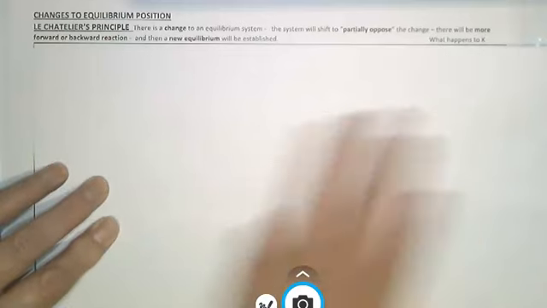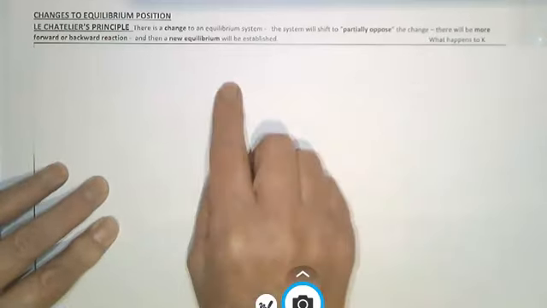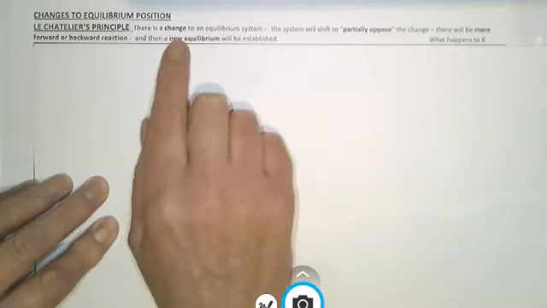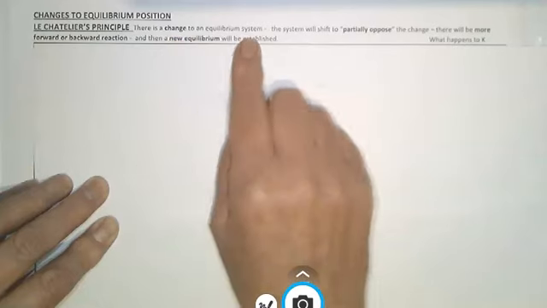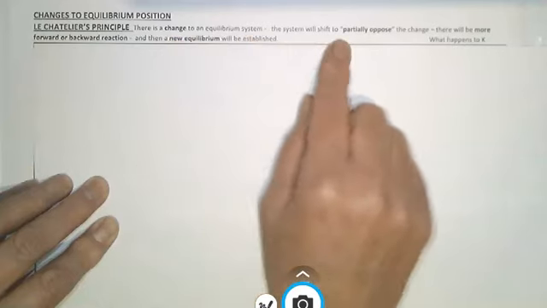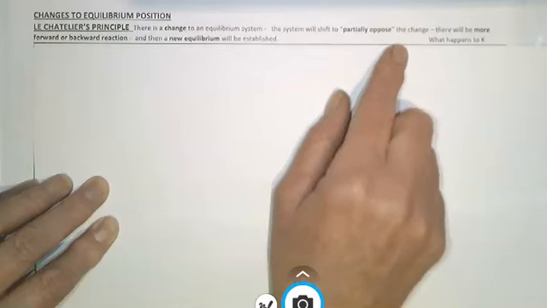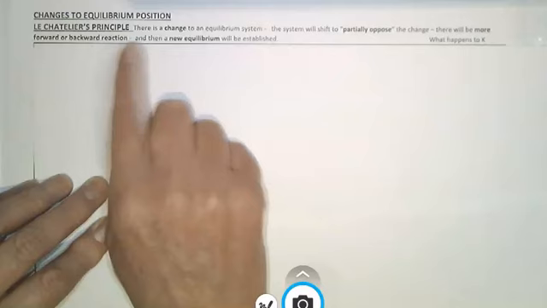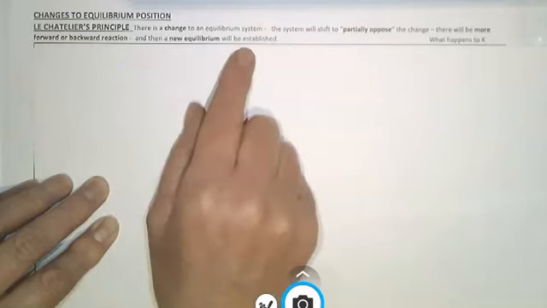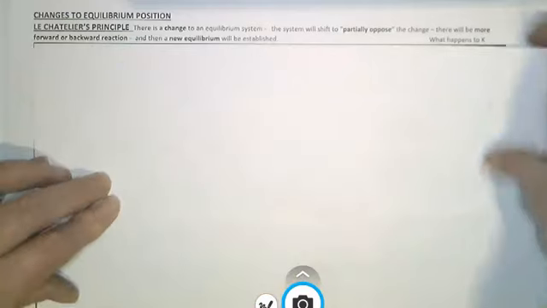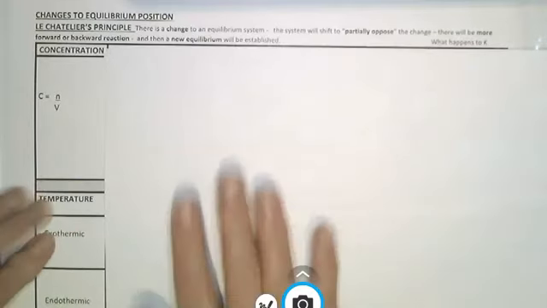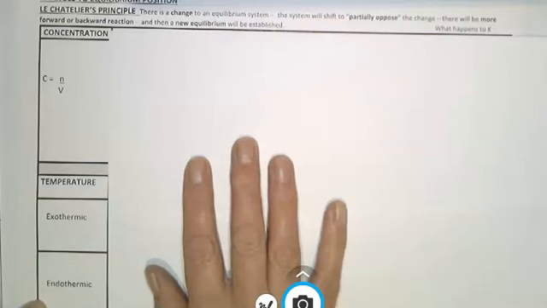Okay, this is just a summary of changing equilibrium position using Le Chatelier's. So Le Chatelier says if there is a change to an equilibrium system, then the system will shift to partially oppose the change. Partly oppose, do the opposite. There will be more forward or back reaction, and then a new equilibrium will be established. So there's two ways of changing the equilibrium position: concentration and temperature.